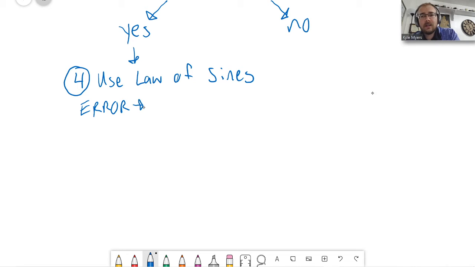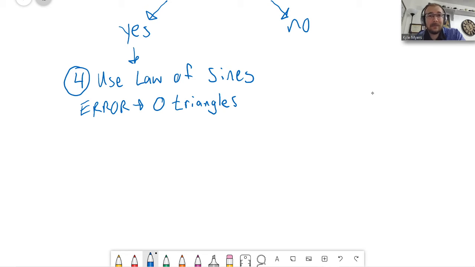If you get an error, then there are 0 triangles. That's it. It's actually the same thing for regular problems. If you get an error message, assuming you typed it in right, there's just no triangle that's possible to be made.